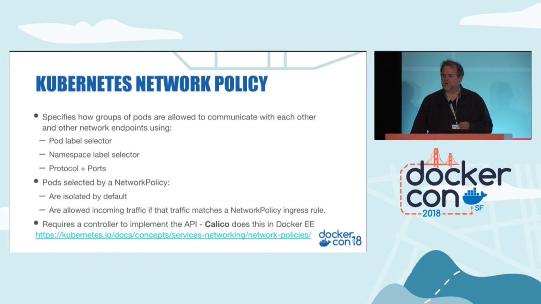This requires a controller to implement. So Kubernetes has this great model, but they don't have any code to implement it. They rely on those network plugins to do that. And Calico has a plugin. We are sort of the standard implementation in Kubernetes for network policy.